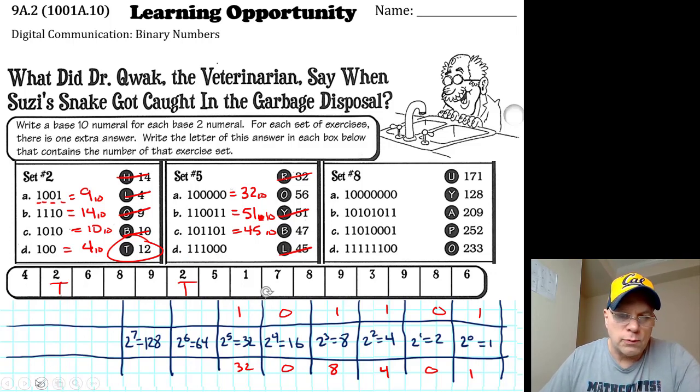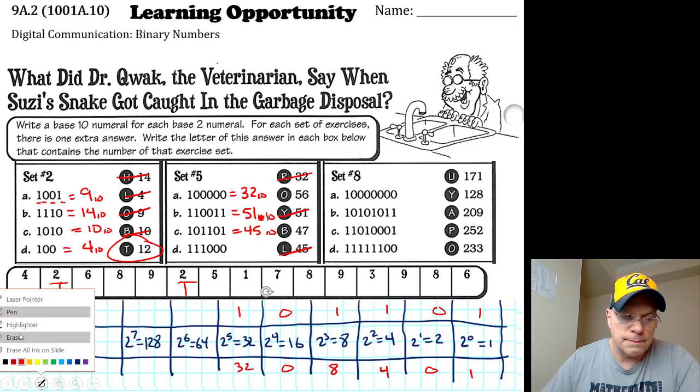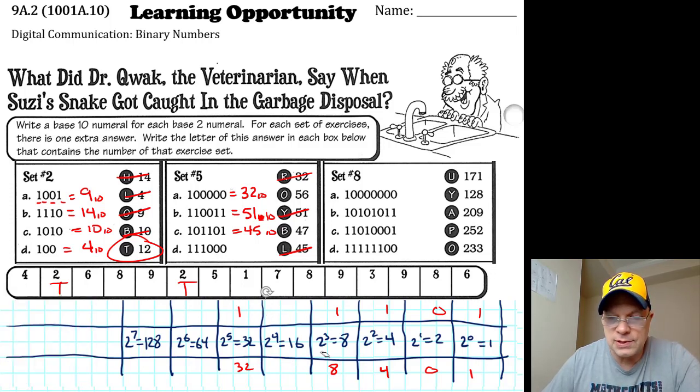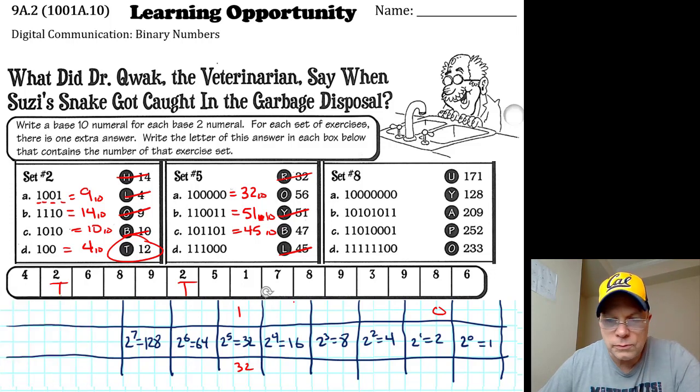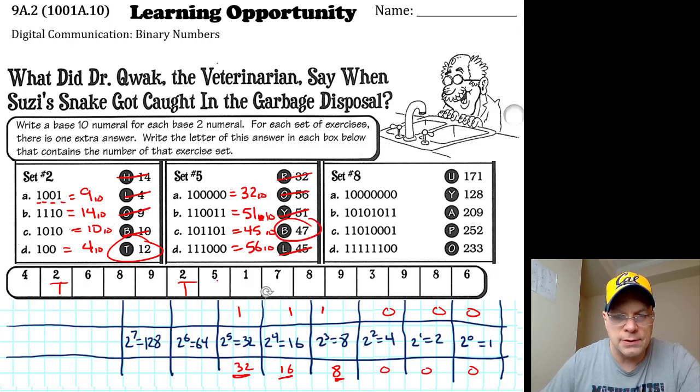This one I have 1 1 1 0 0 0, so I have a 32, a 16, and an 8, but nothing else. 1 1 1 0 0 0 is 32 plus 16 plus 8 plus 0 plus 0 plus 0. Well, I'm going to associate to my advantage. 32 and 8 is 40, plus 16 more is 56 in base 10. And that leaves the 47, so there's a B under the 5.